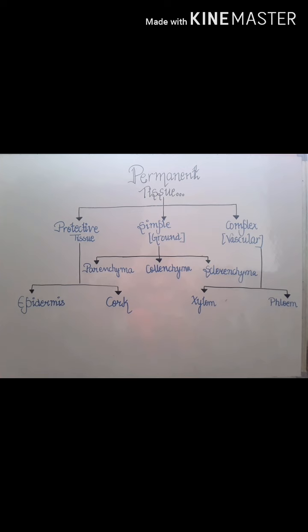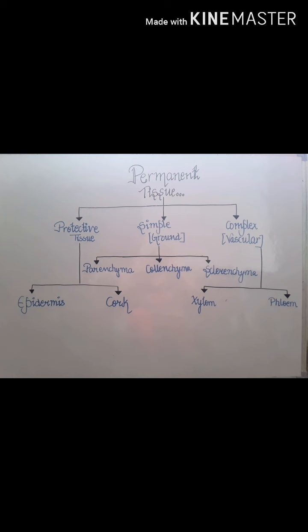See, protective tissue is of two types, epidermis and cork. Simple permanent tissue or ground tissue is of three types: parenchyma, collenchyma and sclerenchyma. And complex permanent tissue is of two types, xylem and phloem. First of all, we will study simple permanent tissue, which is of three types. So let's study it.